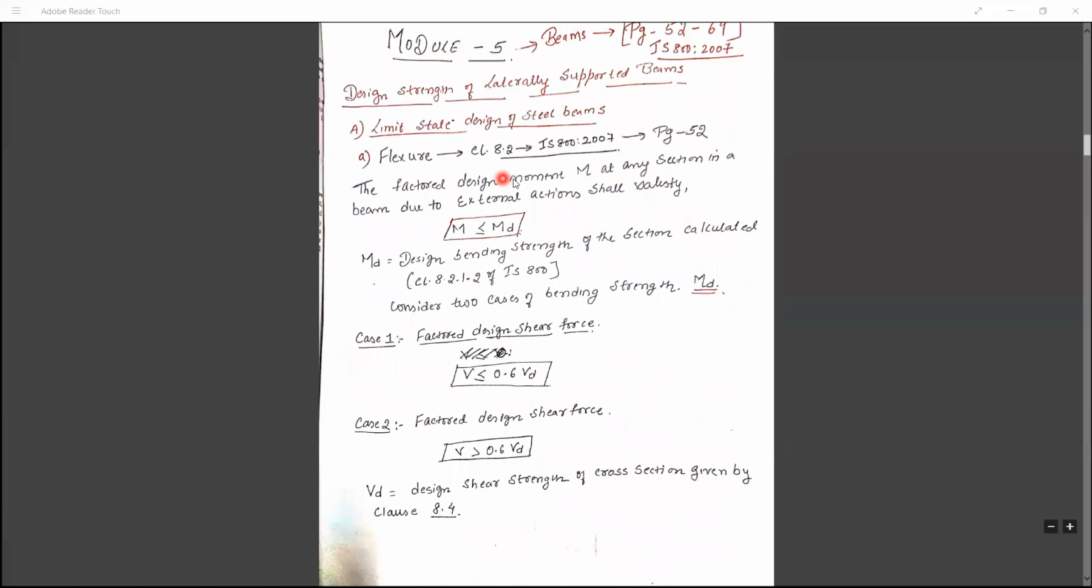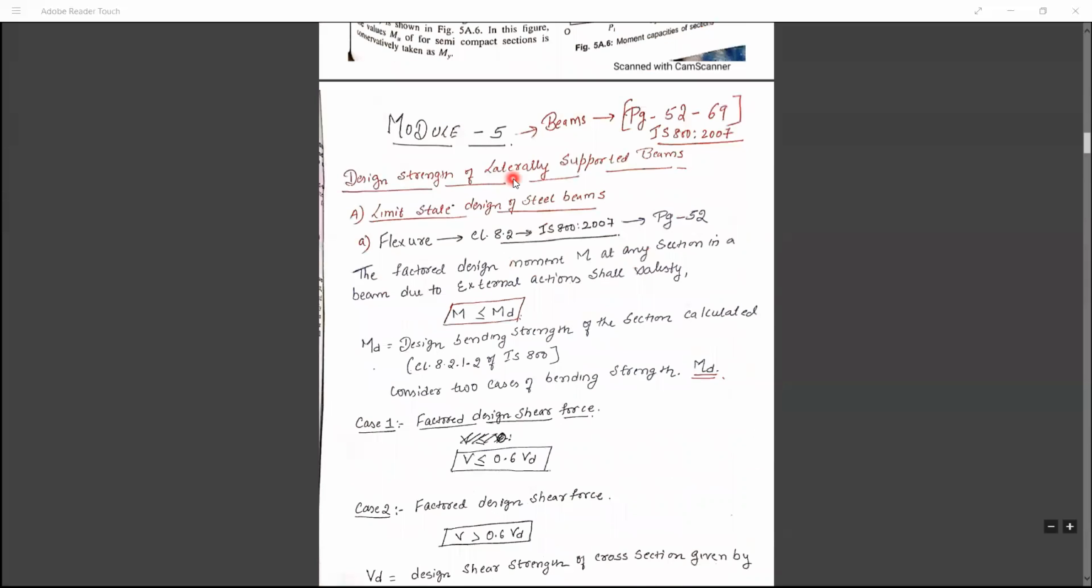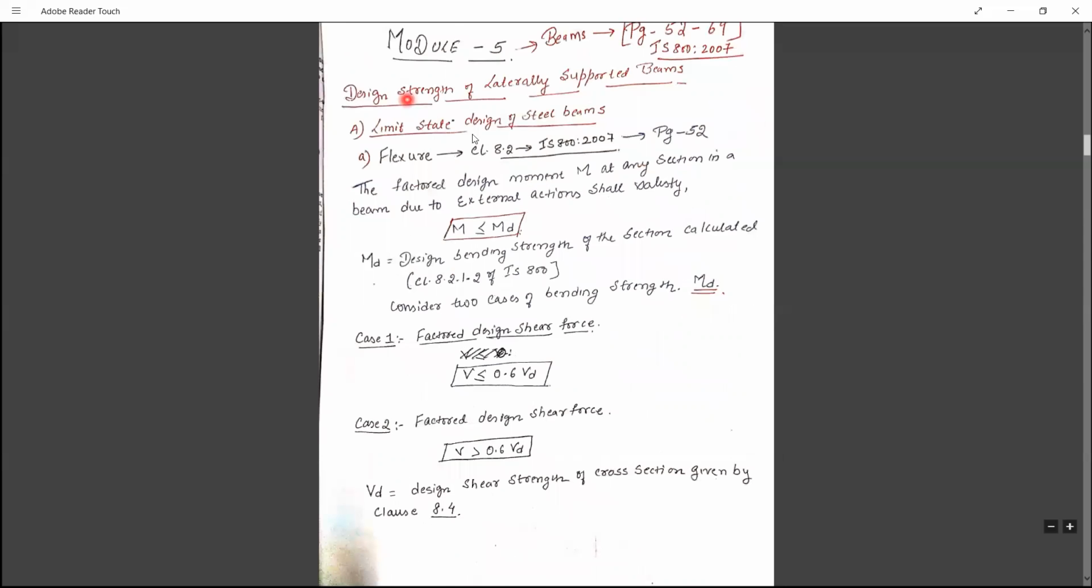This is beams. In beams, you need to go to pages 52 to 69 of IS 800:2007 to calculate the beams. If you have the code book in front of you, you can open it and check it. First we'll go through the design steps with respect to laterally supported beams.